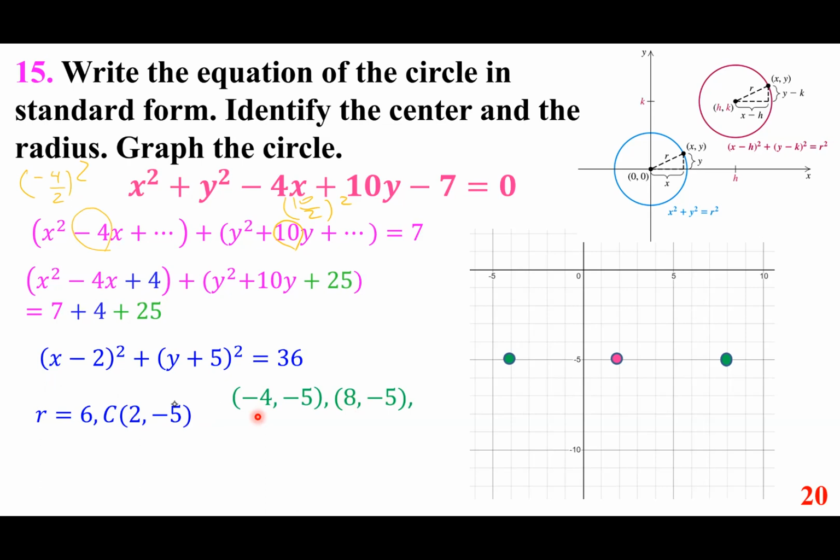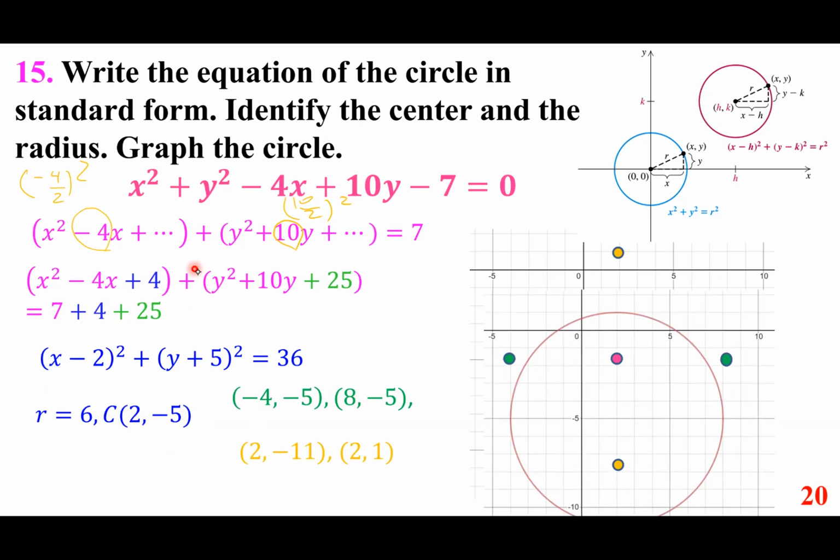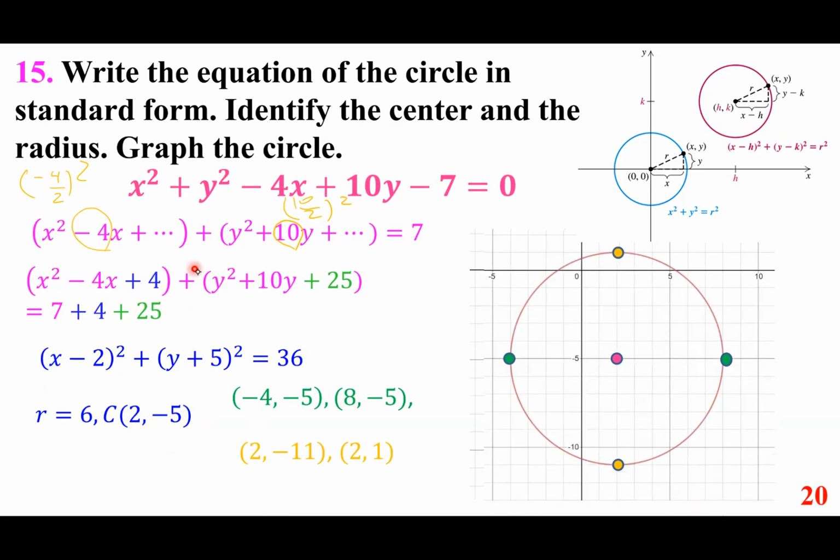And up and down, that means you add 6 units to the y coordinate, and also you subtract it, so you get 2. When you add it, (2, 1). When you subtract it, (2, -11). And if you plot those 2, now we are ready to put them all together. Here's your graph.